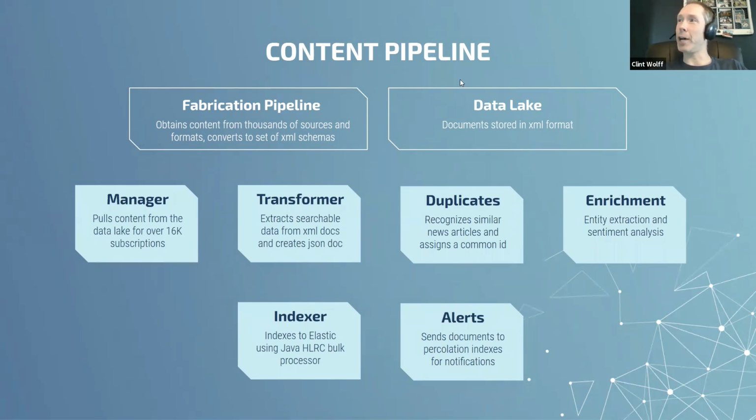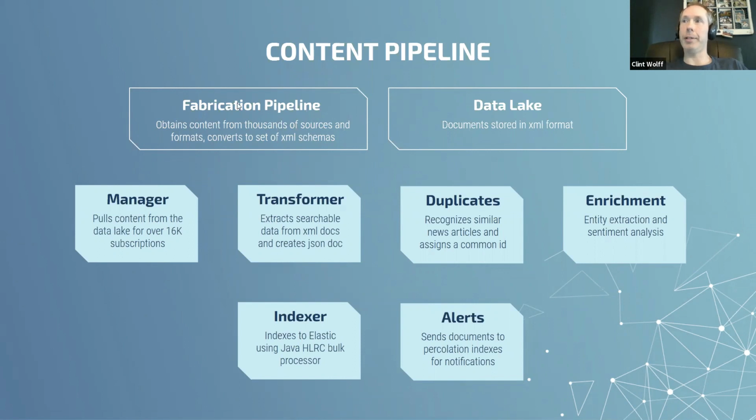So the top components here are things that my team is not involved in, right? We don't build these. We build everything in the light blue boxes down below here. So the first step is content goes through the fabrication pipeline. Again, I've simplified this quite a bit, right? The fabrication pipeline is actually many different pipelines.